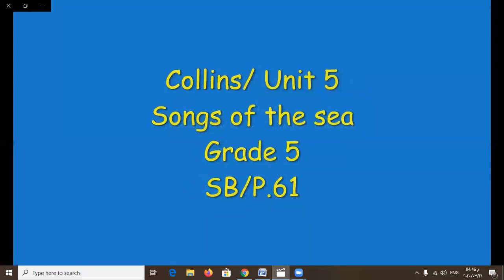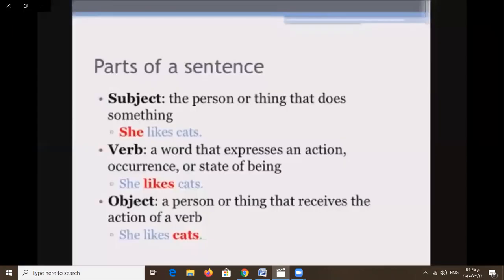Collins, Unit 5, Student Book, page 61. These are the major parts of the sentence: subject, verb, object. Subject, the person or thing that does something. For example, she likes cats.